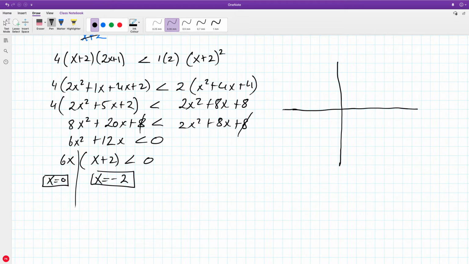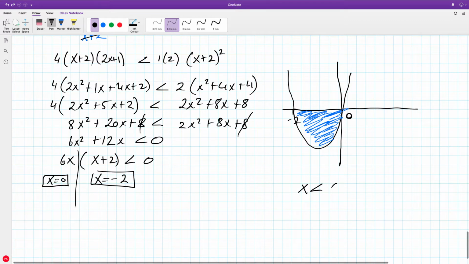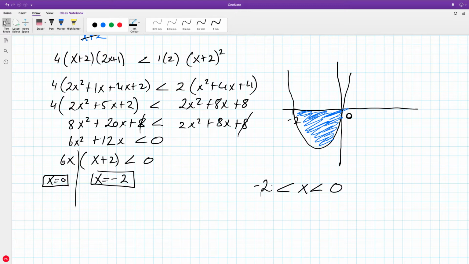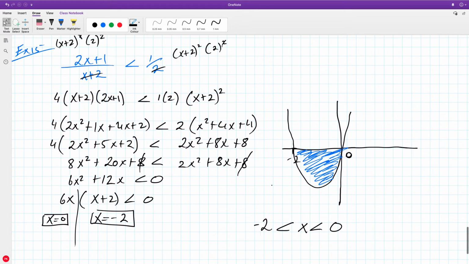Minus 2 and 0, U-shaped, where it's less than 0, so it's inside in here. That means x is less than minus 2, no it's not. x is less than 0, greater than minus 2. Any questions? All right, now a few multiplication mistakes, I'd say, was it? Right, so that is about as hard as they get.